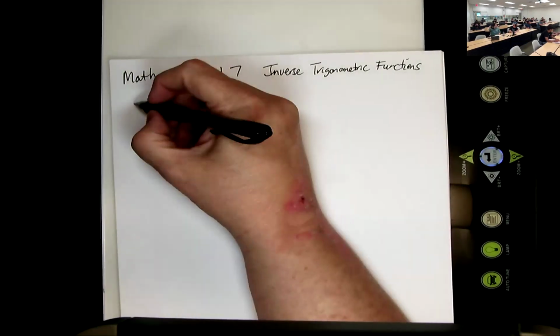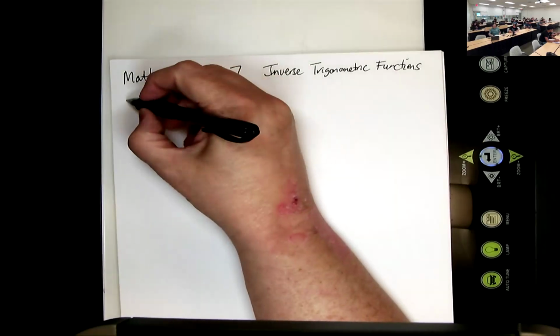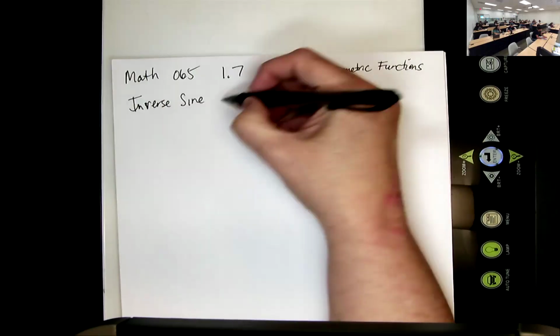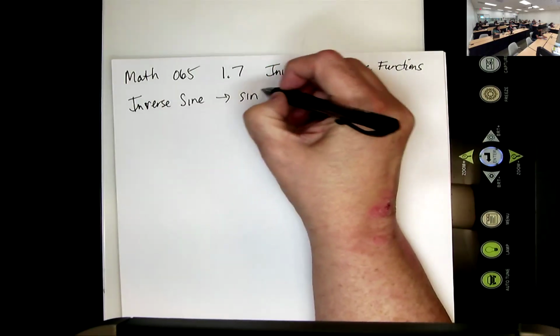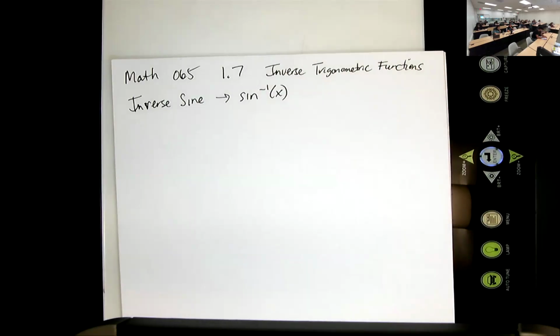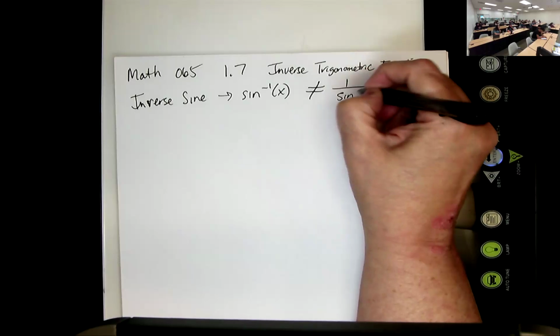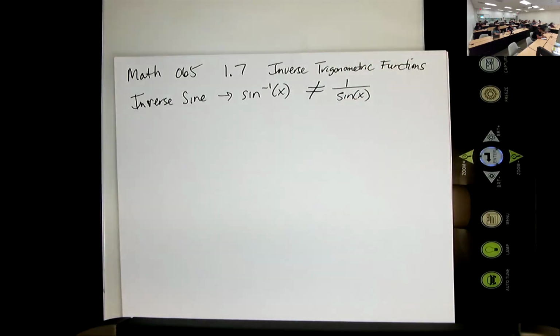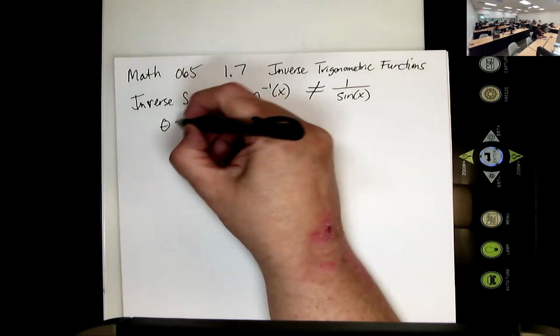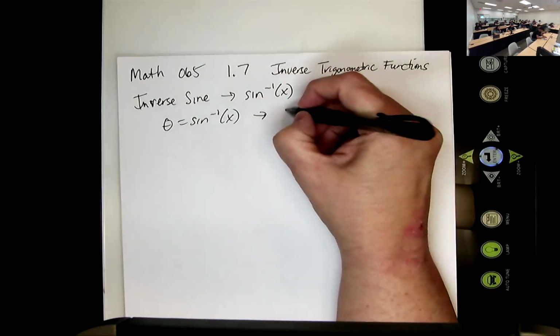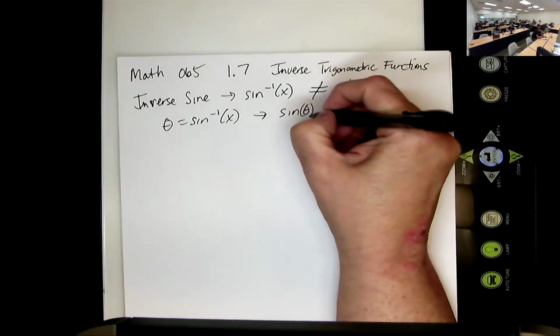So we'll start off with just like inverse sine. Recall that we write it like this. It does not mean 1 over sine x, despite every other instance of -1 up top meaning a reciprocal. Does not mean that. If theta equals sine inverse x, this is the same as saying sine theta equals x.